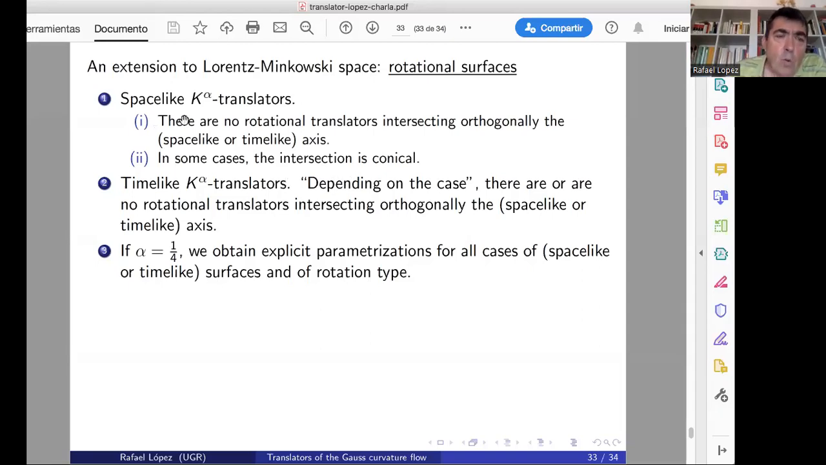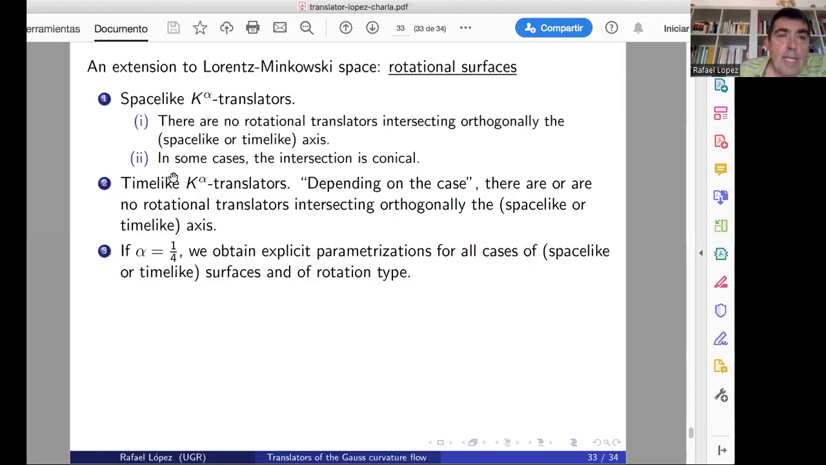When I consider space-like surfaces, there are no surfaces intersecting orthogonally the rotation axis. In this case, it's curious because if you compare with the Euclidean case, you obtain for any alpha surfaces orthogonal to the rotation axis. In some cases, the intersection is conical, I mean that the tangent plane is of light-like type.